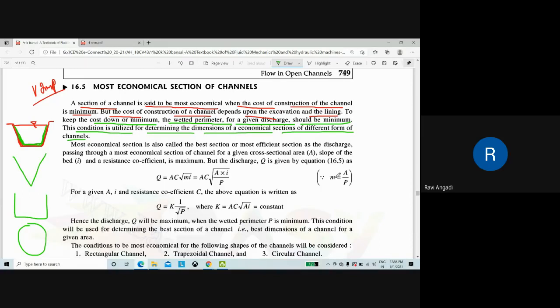A most economical channel section is one when the cost of construction of the channel is minimum, but the cost of construction of the channel depends upon the excavation as well as the lining. To keep the cost down or at a minimum, the wetted perimeter for a given discharge should be minimum, and this condition is utilized for determining the dimensions of economical sections of different forms of the channel.